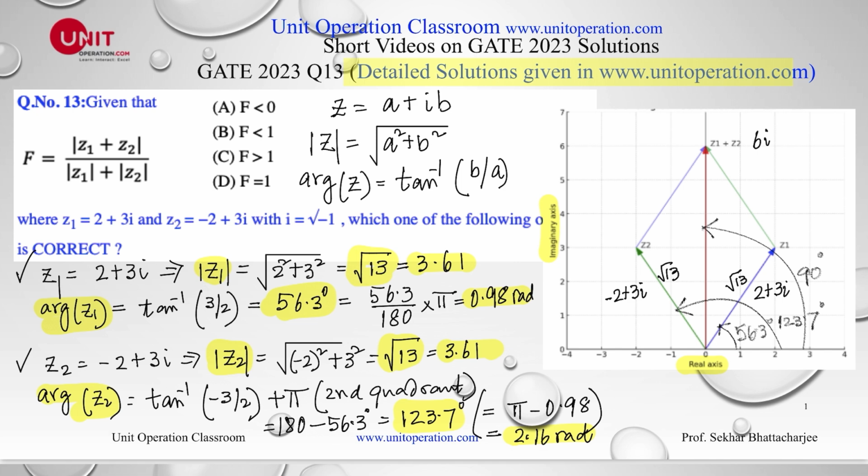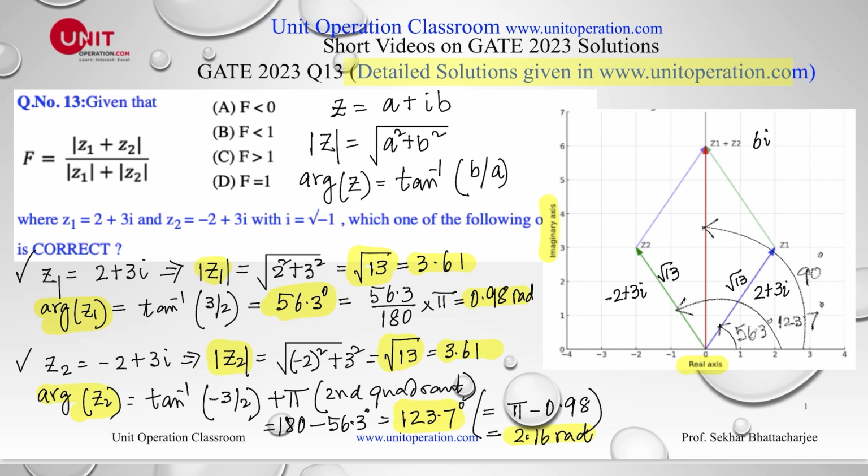So if we diagrammatically show here, as we have seen, this is my real axis, and let's say this is my imaginary axis. From the origin, this is my 2 plus 3i, the complex number. This is 2 and this is 3. And this value is the distance from the origin, square root of 13, which is 3.61. And this is the angle, 56.3 degrees.